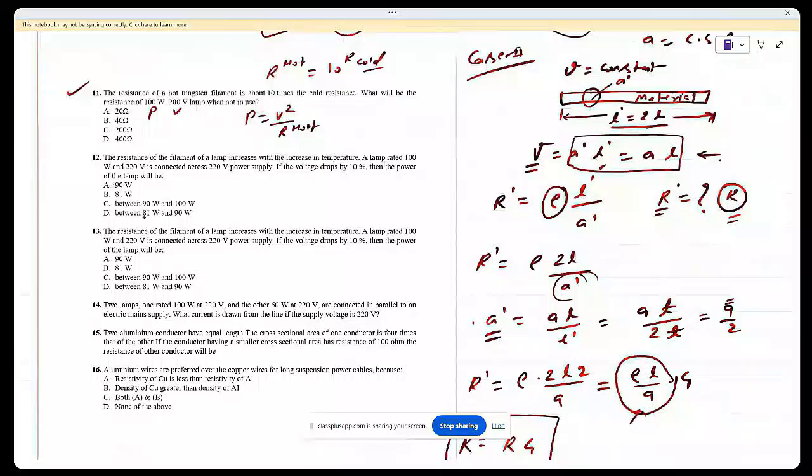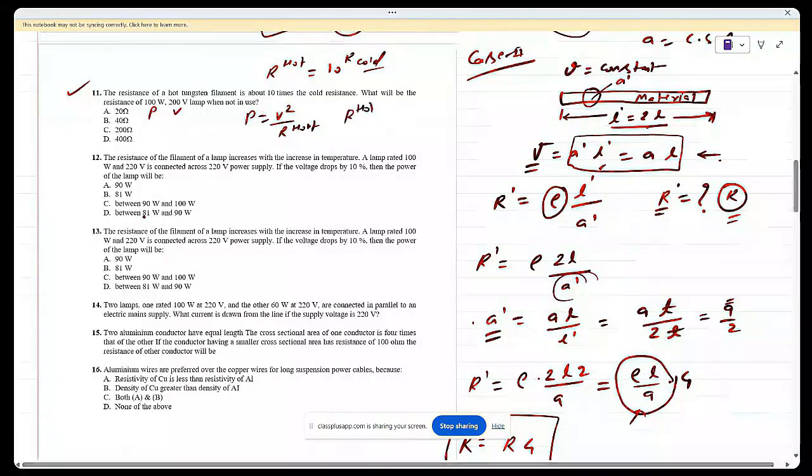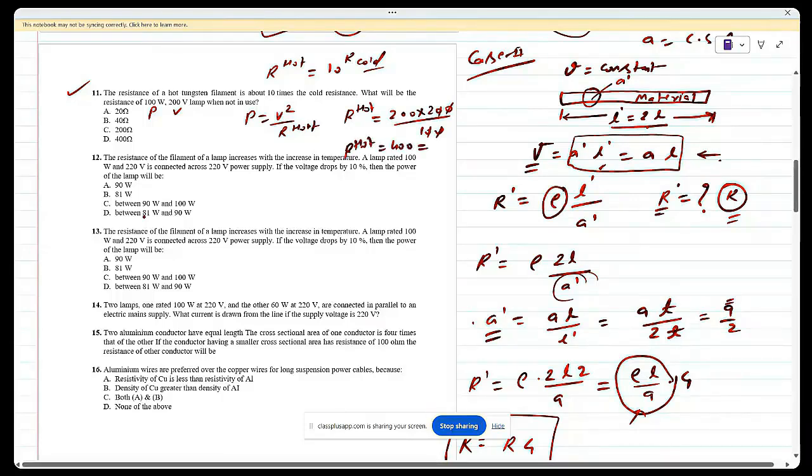So R hot will be V square upon P, and V is nothing but 200 into 200 upon 100. So it is 400. So R hot will be 400, which is equal to 10 times R cold. So R cold will be 400 divided by 10, which is nothing but 40 ohms. So the answer will be B, 40 ohms. Okay. Now come to question number 12.